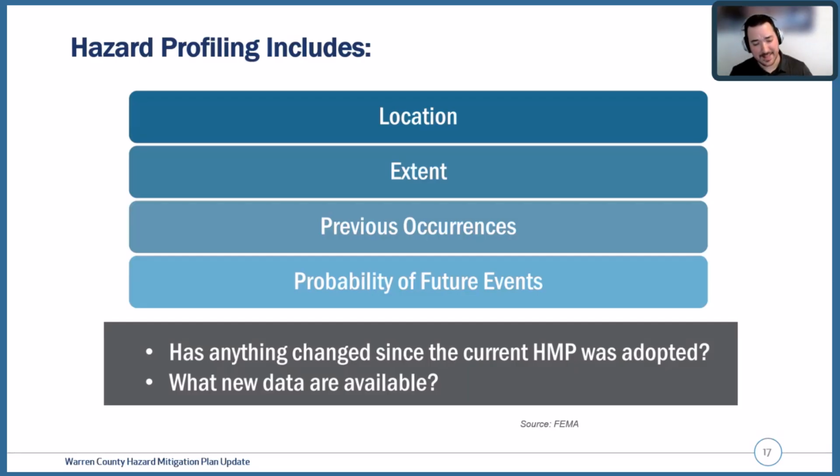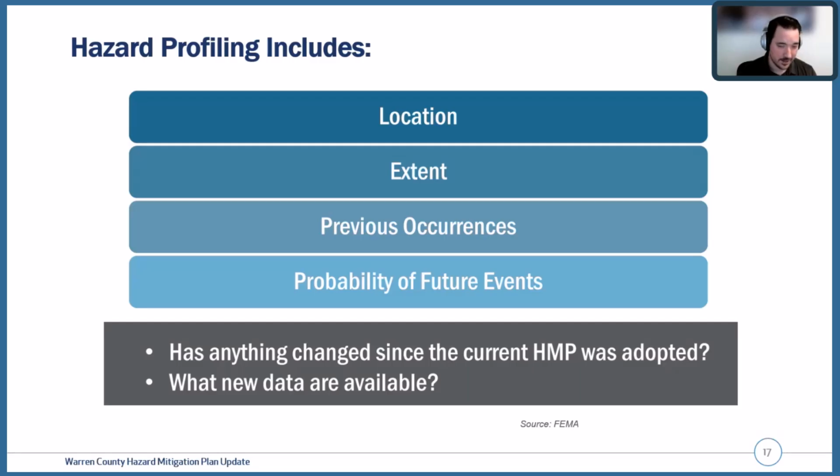So after looking at that list in the plan, we're going to explore these four topics when profiling each hazard. That is the location, so that will be through maps and narrative, the extent, so how much it can impact, from historical knowledge and potential reoccurrence. Those previous occurrences, we'll add them to the plan if there have been any new ones in the past 5 years that need to be added.